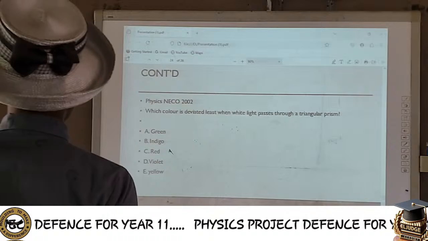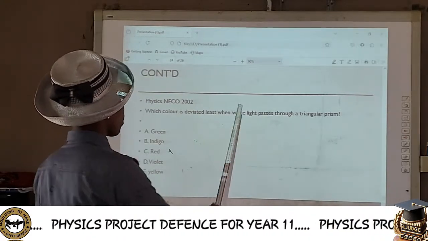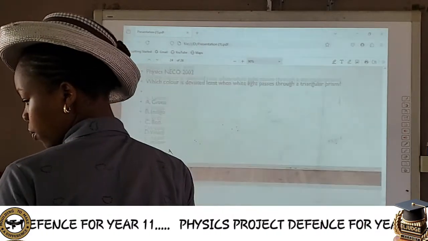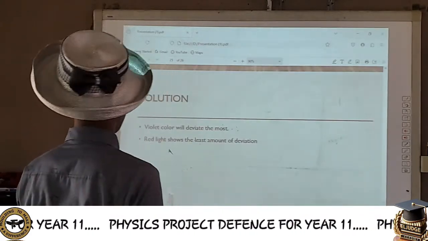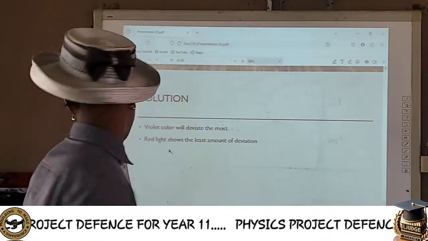And then we have physics NECO from 2002. So which color is deviated least when white light passes through a triangular prism? And so the answer would be violet color will deviate the most, but the red light will show the least amount of deviation.